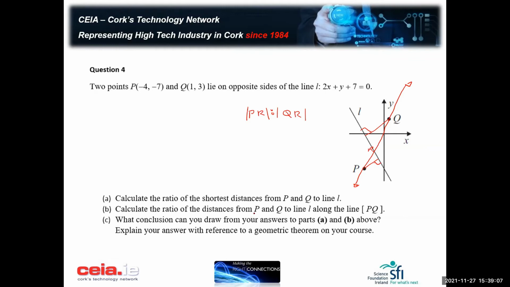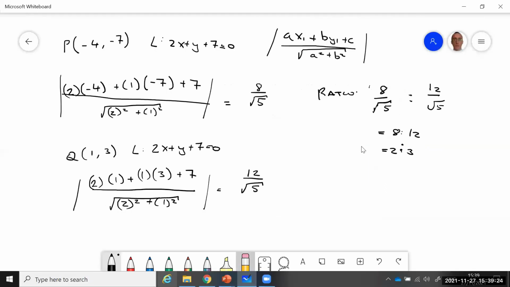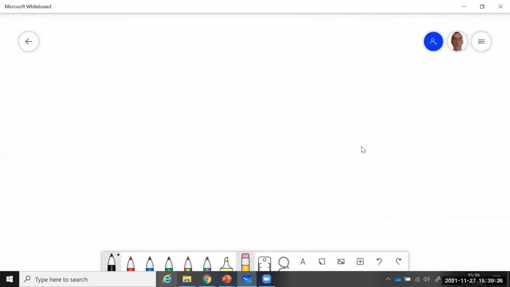Well, how do we find that? We don't even know what R is. So we have to find out what R is. And how do we find that out? Well, we have to find the intersection of L and the line that passes through PQ. So we have to find the equation of the line that passes through PQ.